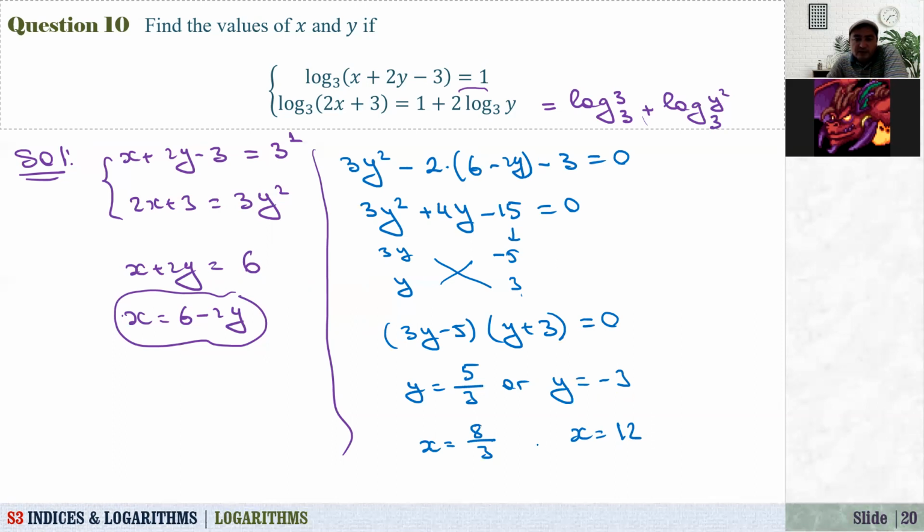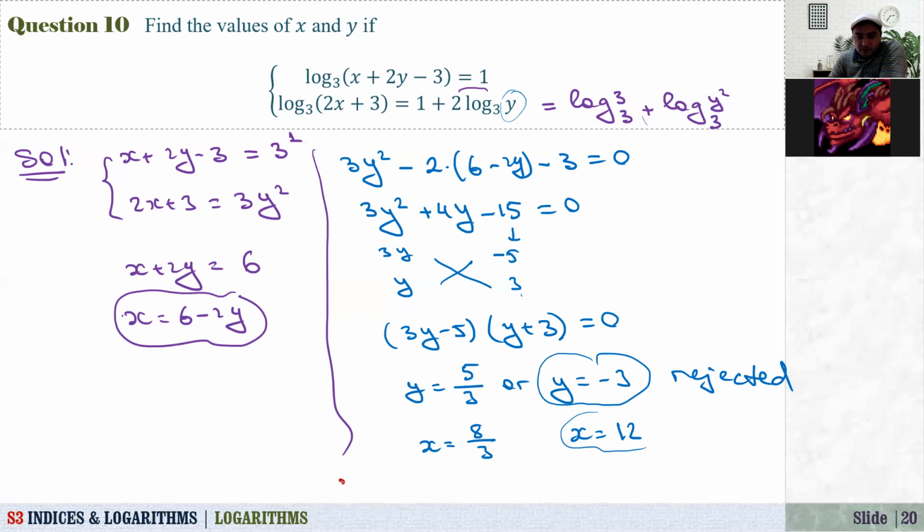The second one, 2x plus 3, in both cases it is positive. And with y, because of the logarithm of y, it's not possible. So that's why this answer is rejected, and automatically x also cannot be equal to 12. So what are the possible answers here then?